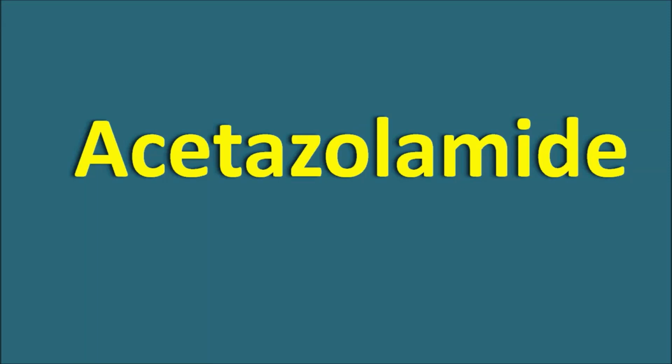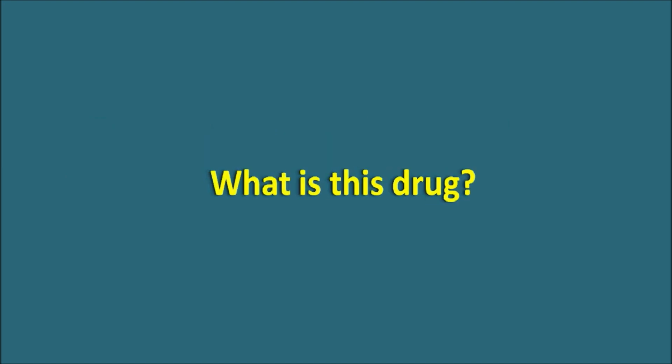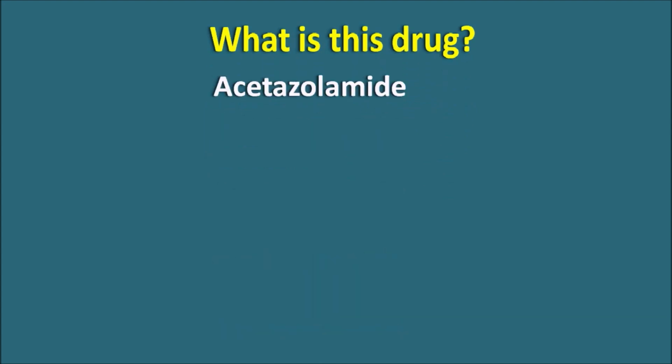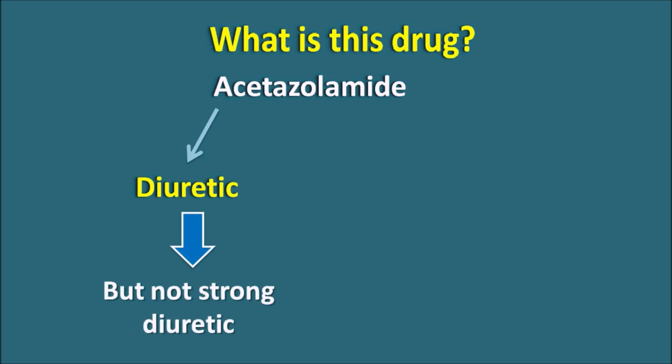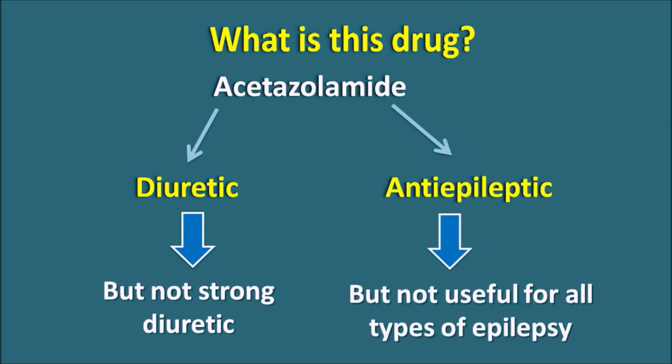Hi everyone. Today in this video let us discuss acetazolamide, how this drug acts, what are the side effects and clinical use of acetazolamide. What is this drug? Acetazolamide is one of the drugs which acts as a diuretic, but surprisingly it is not a strong diuretic. Similarly, this drug can act as an anti-epileptic, and again it is not used for all types of epilepsy. Then what is acetazolamide?